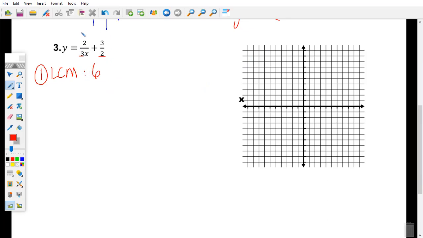Okay. When there's a fraction, you want to find the LCM. You find the LCM of the denominators, and what you're going to do is multiply each term by it. You're multiplying it by 6. So what ends up happening is I'm going to have 6 times 2 over 3x, and my x is not in the denominator anymore, plus 6 times 3 over 2.